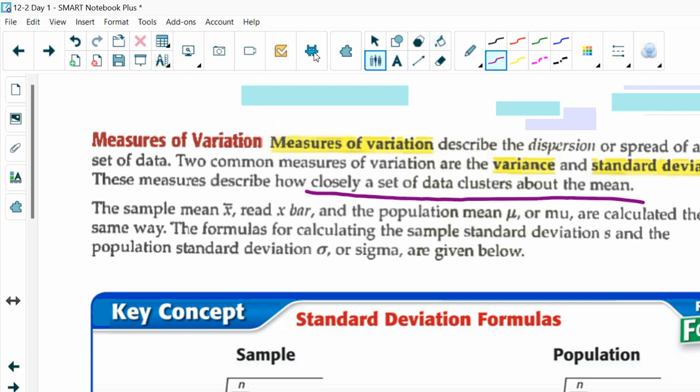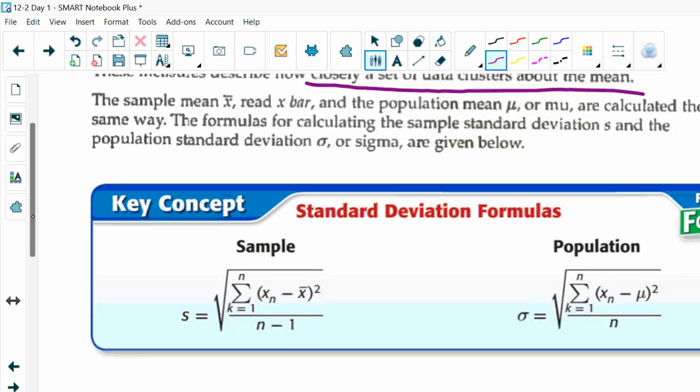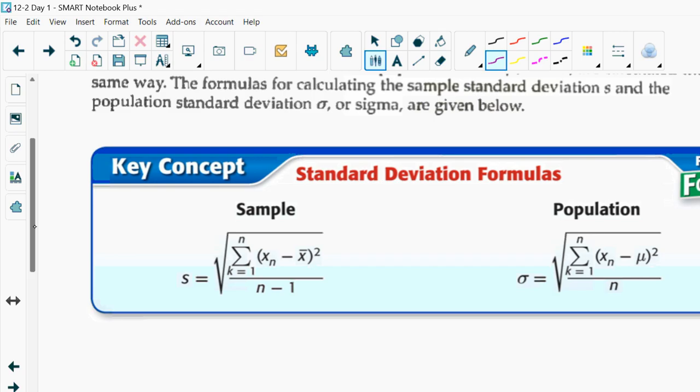One way that we can find standard deviation is to compute it using this scary formula. Notice there are two formulas. One if you have sample data, one if you have population data. The only difference between these two formulas is whether you divide by n minus 1 or n. Everything else is the same. They just use some different letters.